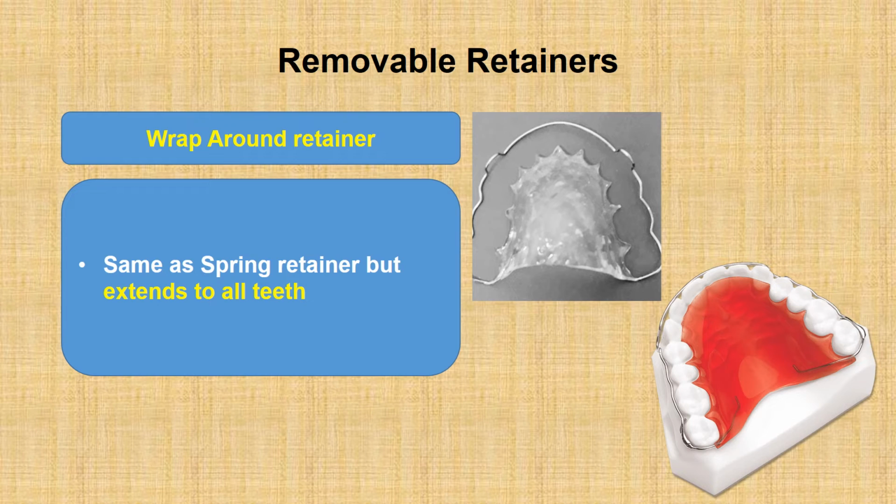Okay, another removable retainer is the wrap-around retainer. It is the same as the spring retainer, but it extends to all the teeth.